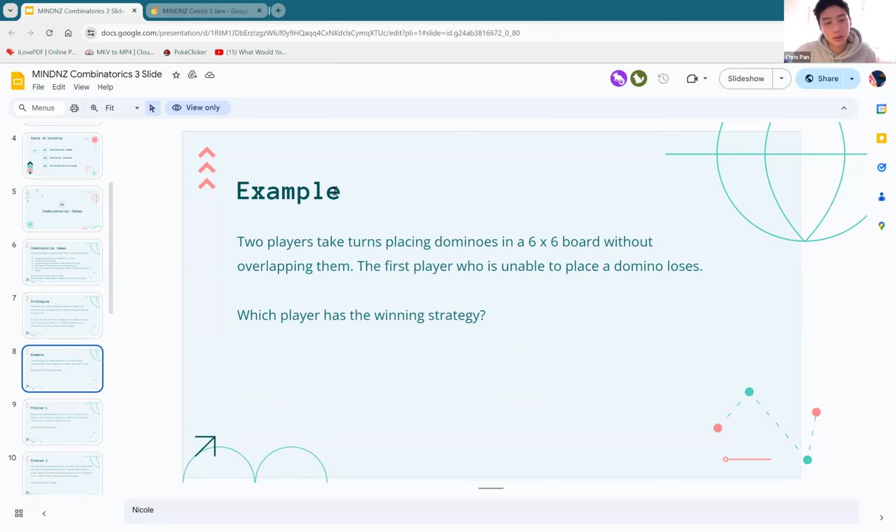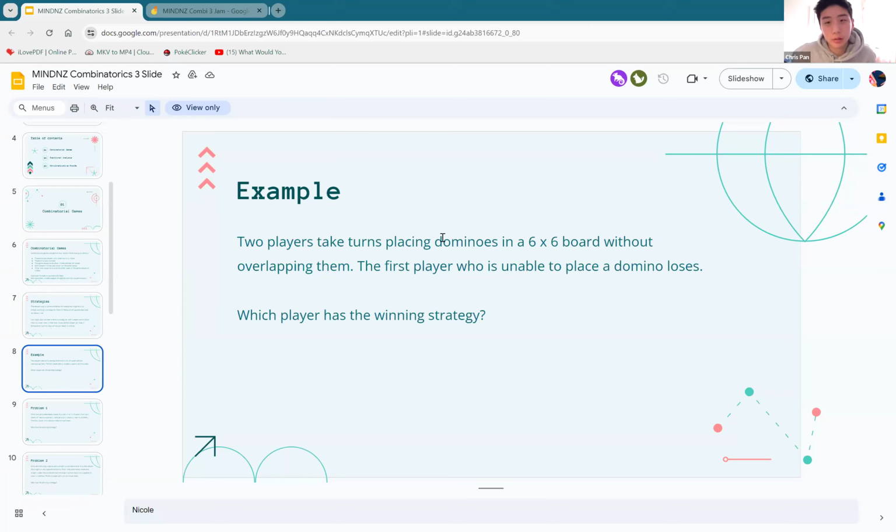So here's our first example. Two players take turns placing dominoes, a 1x2 domino, on a 6x6 board without overlapping them. The first player who can't place a domino loses. Given optimal play from both sides, who must win?